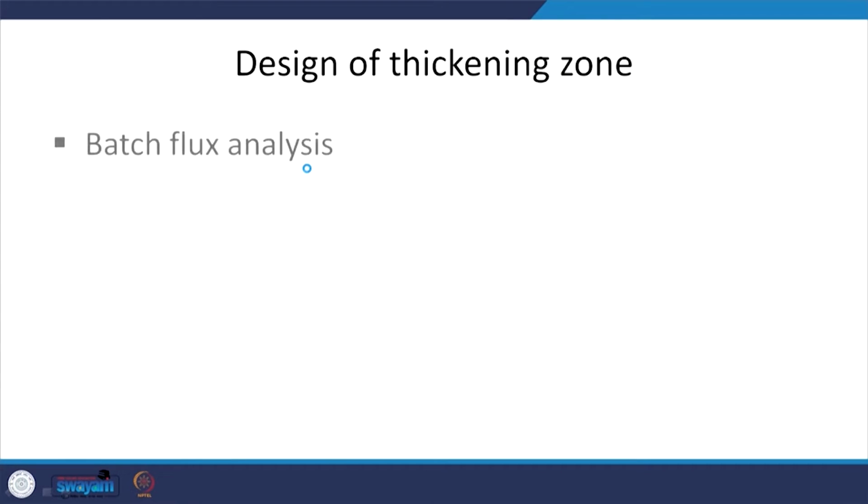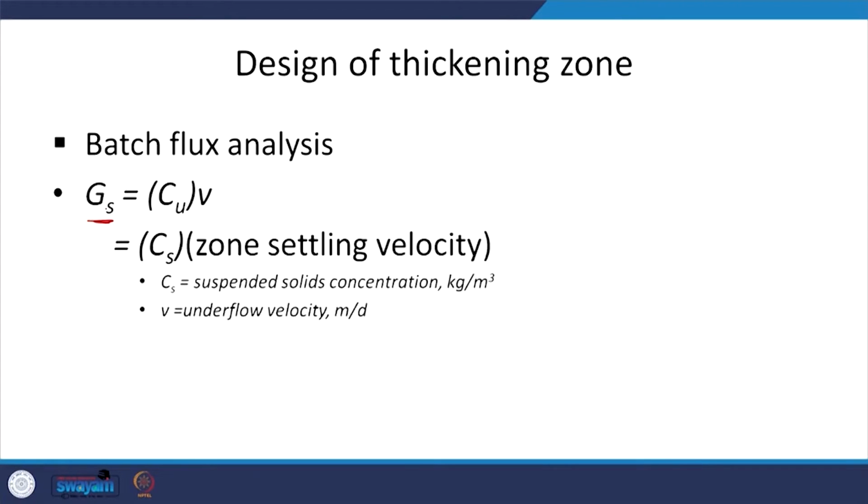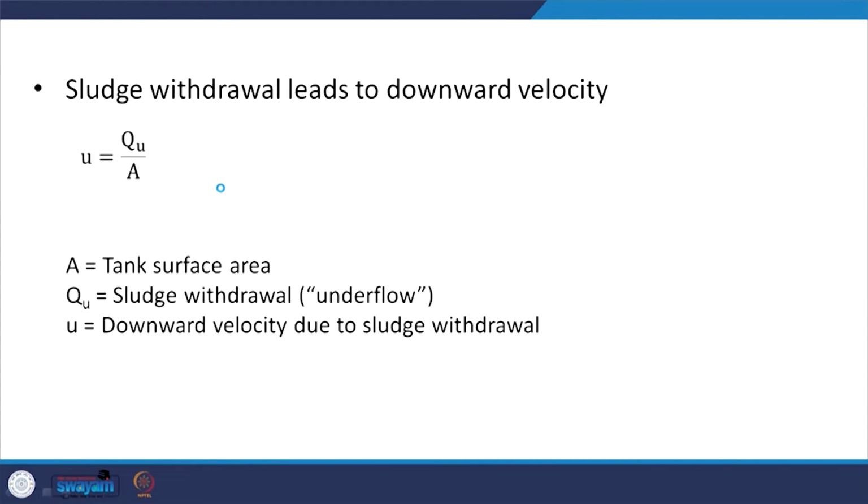Design of thickening zone. As I mentioned, we will have the batch flux analysis, right, and this again will be equal to Cs into the zone settling velocity, where Cs is the suspended solids concentration and V here is the underflow velocity, let us see. So, one aspect to note, sludge withdrawal rate, Qu, is the sludge withdrawal rate, which is the underflow. Qu, right, it is going to be velocity times cross sectional area. So, thus velocity, how do I get that? It is obviously equal to Qu by A, right.